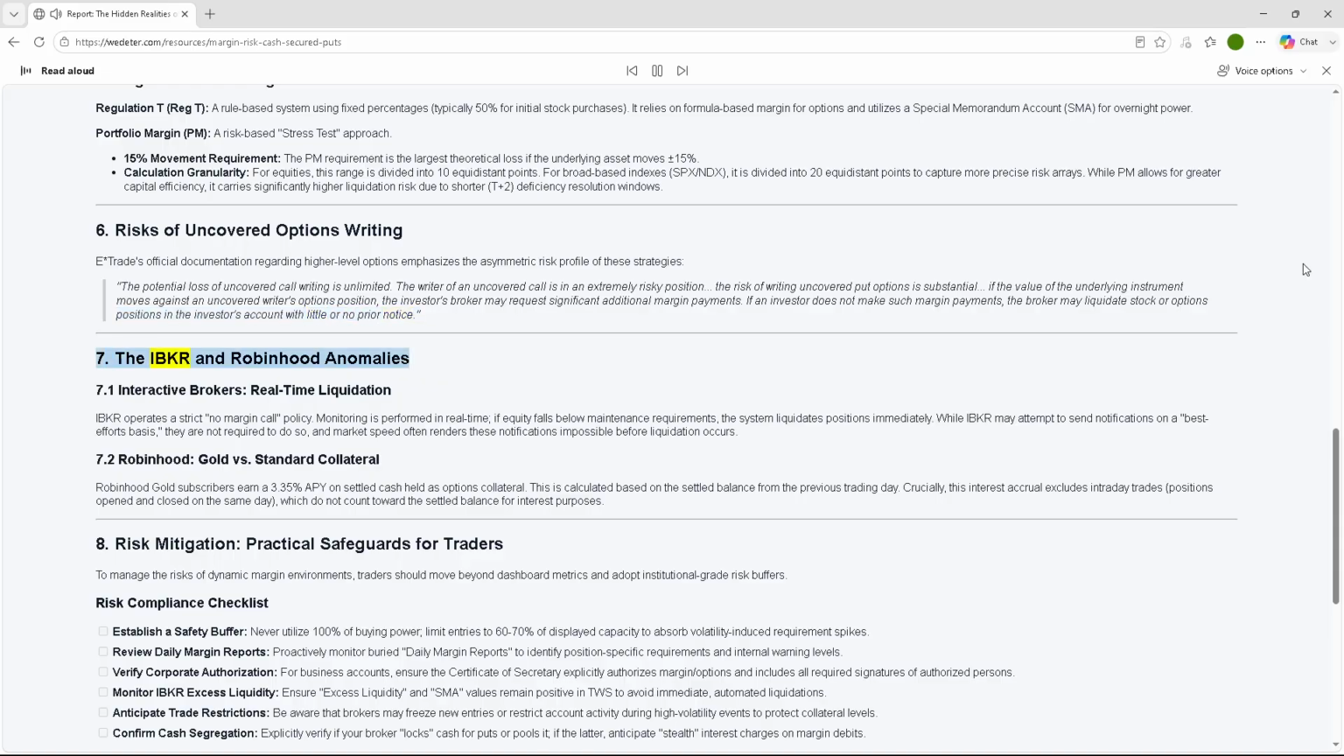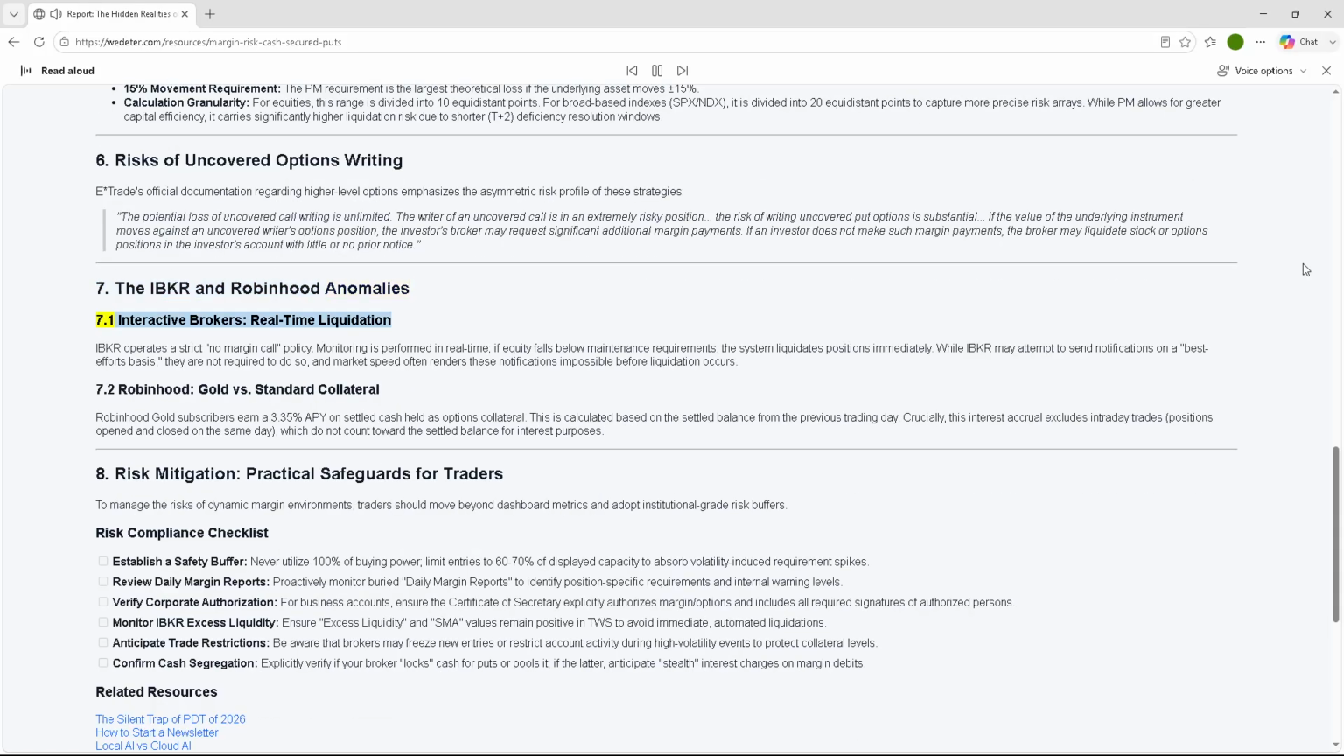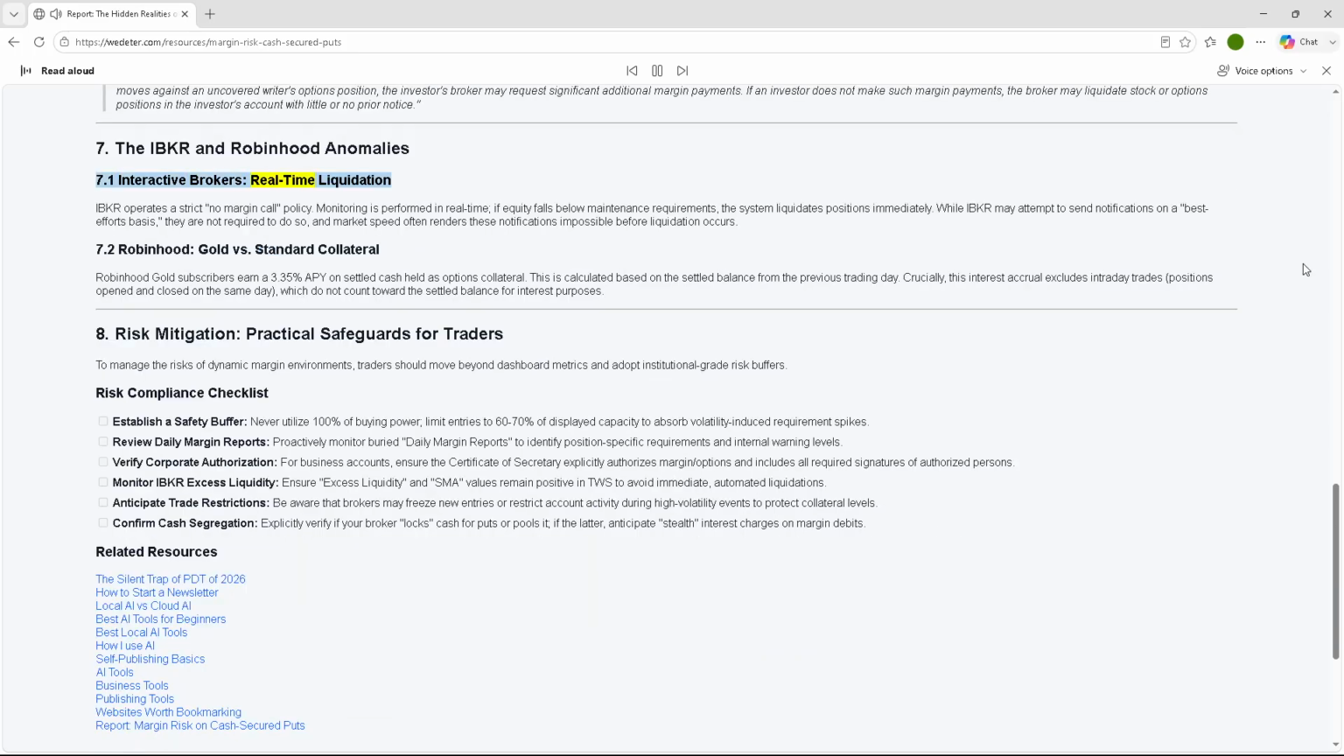7. The IBKR and Robinhood anomalies. 7.1 Interactive Brokers, real-time liquidation. IBKR operates a strict no-margin call policy. Monitoring is performed in real time. If equity falls below maintenance requirements, the system liquidates positions immediately. While IBKR may attempt to send notifications on a best efforts basis, they are not required to do so, and market speed often renders these notifications impossible before liquidation occurs.